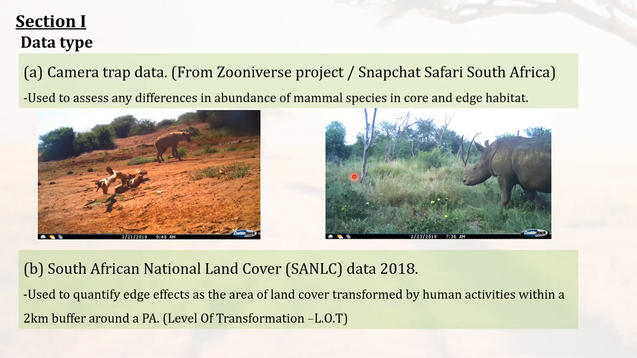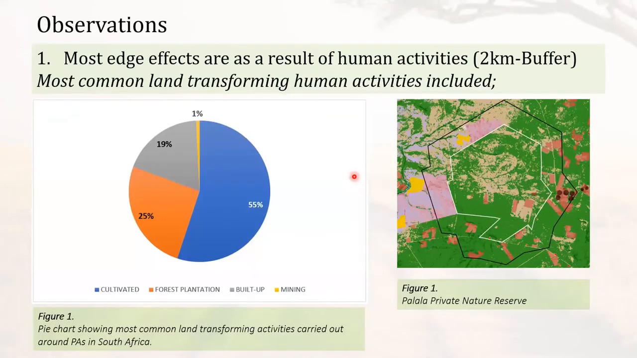And this helped us to know how much of the area around the protected area has been transformed by human beings, given the fact that much of the edge effect in South Africa is human-induced. And the quantity of how much has been transformed, we called it the level of transformation, and we abbreviated it as LOT. So some of the interesting observations we found after analyzing our data is most edge effect in South Africa is caused by human activities.